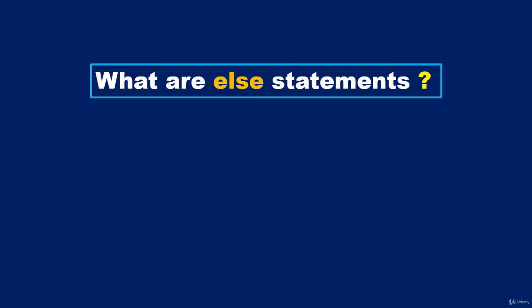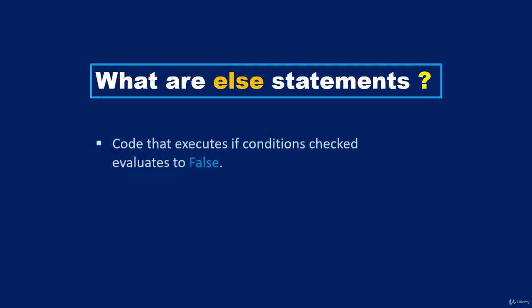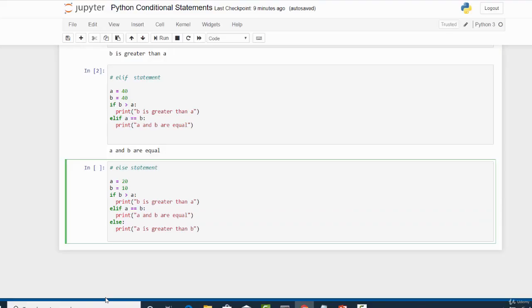What are else statements? Else statements are used to execute a block of code when the conditions evaluate only to false. I've added some block of code here into this new cell to illustrate how the else statement works. So I have two variables. Variable A has a value of 20. Variable B has a value of 10.